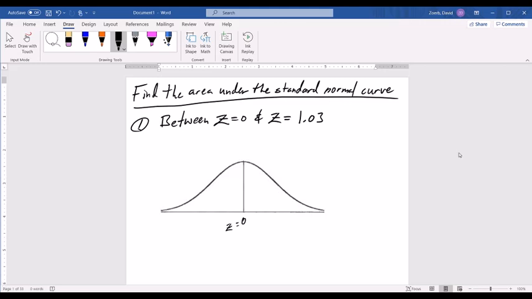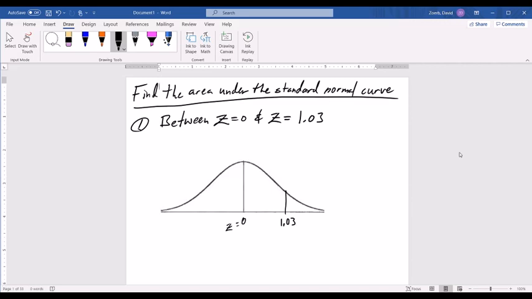Now, for z equaling 1.03, if this is 0, that means 1.03 would have to be to the right, because this is sort of like a number line. You have 0 here, so anything to the left is a negative z-score, anything to the right would be a positive z-score. So I'll just put it right here. And it does not matter, really. All that matters is you have these z-scores in their appropriate places. So when you see a positive z-score, it's somewhere to the right. So this will be 1.03.